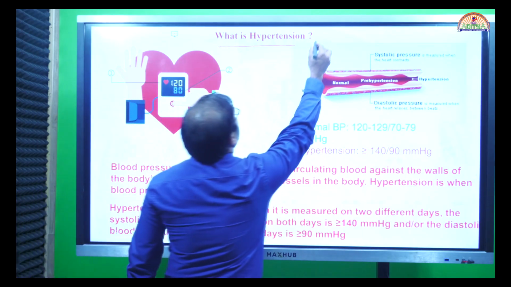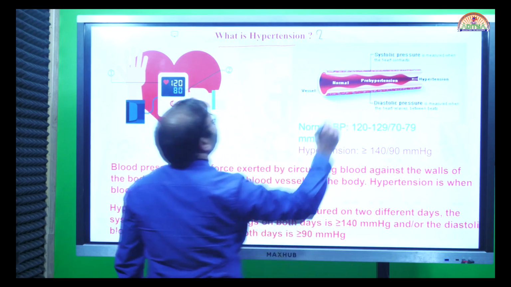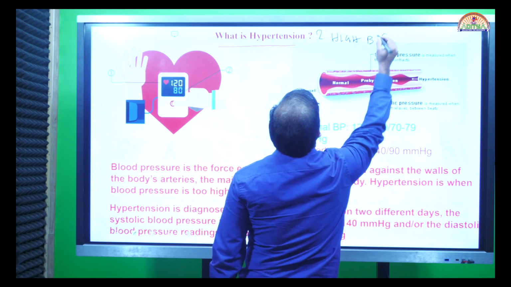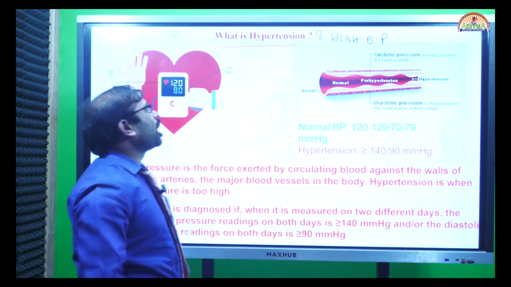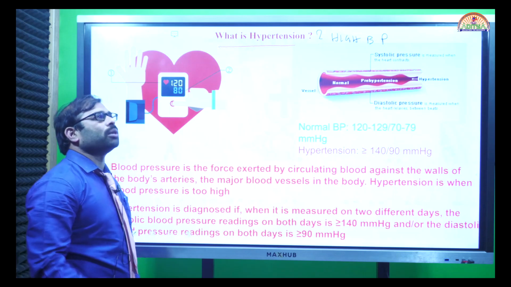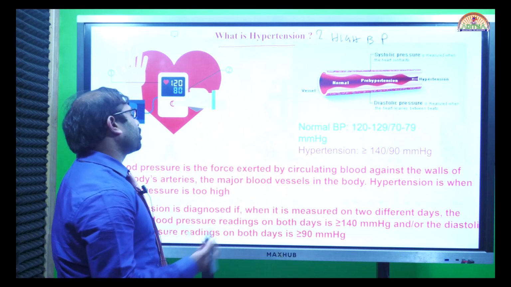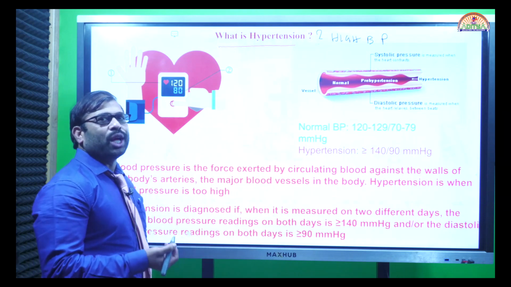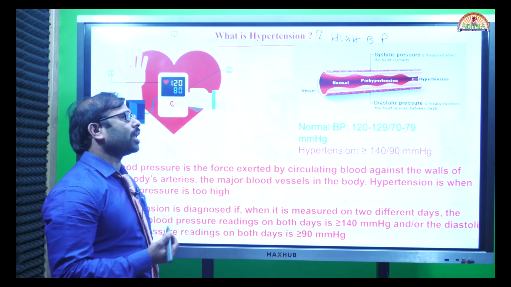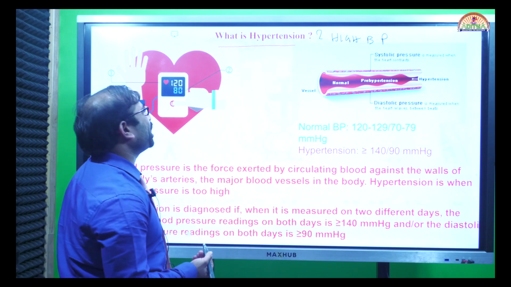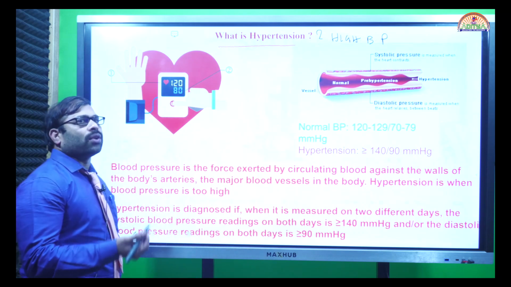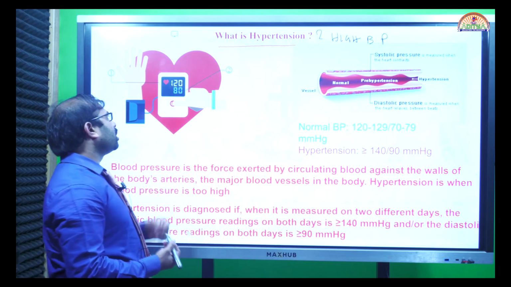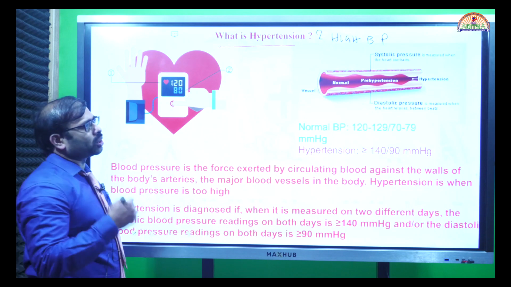What is hypertension, or high BP? People used to call it high BP. BP means blood pressure, so hypertension is high blood pressure. It is quite familiar, and BP is the most commonly used terminology. Whenever you visit any kind of hospital, they commonly check your blood pressure.